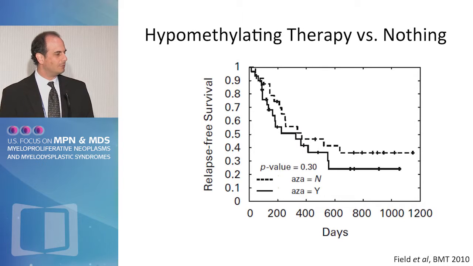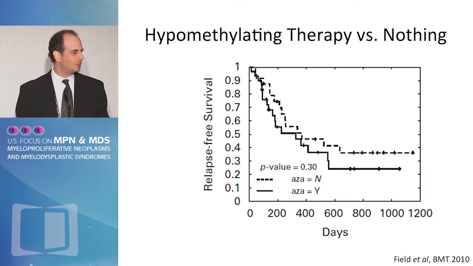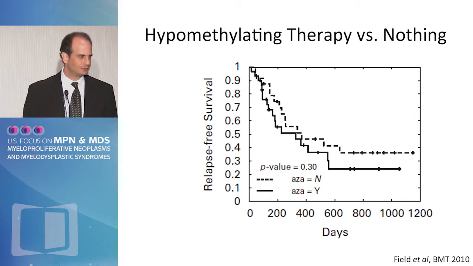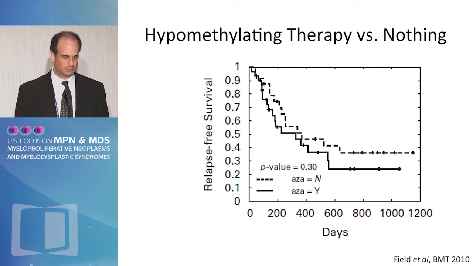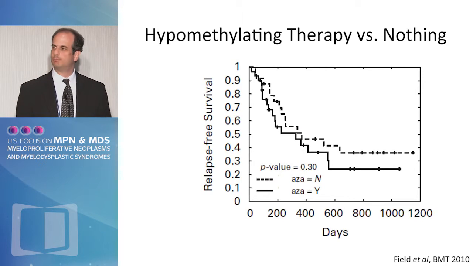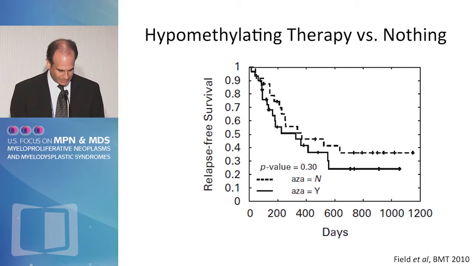Luckily, the group at Moffitt went on to perform one of the larger retrospective reviews on this topic. They examined about 45 patients who had a median of 4 cycles of azacitidine prior to undergoing transplant. Here, again, no survival advantage was seen in the patients who were pre-treated before undergoing transplantation.